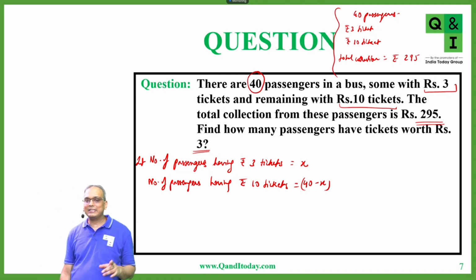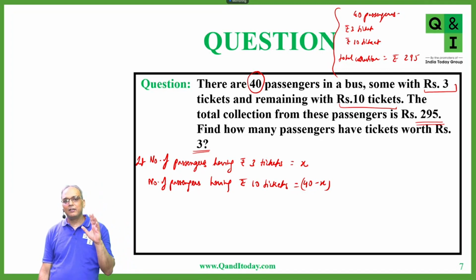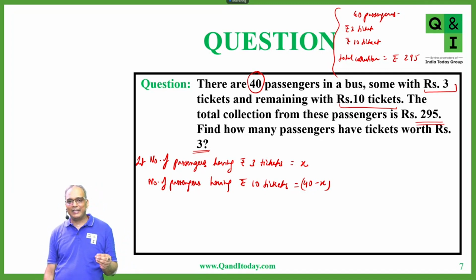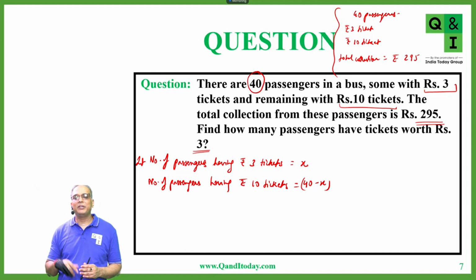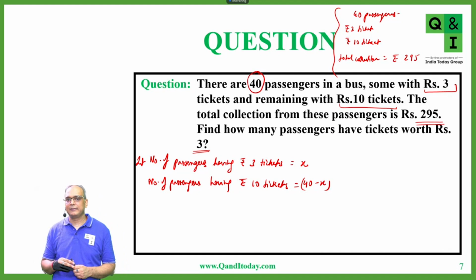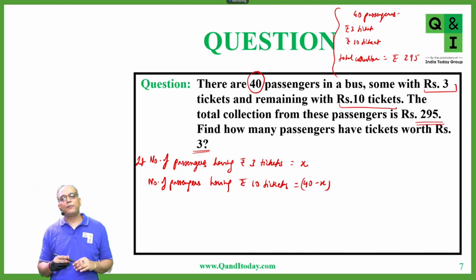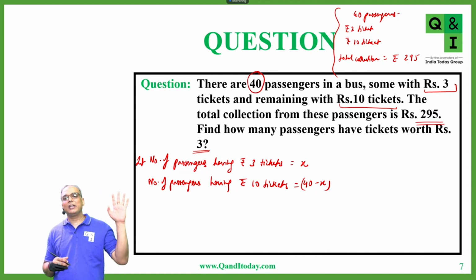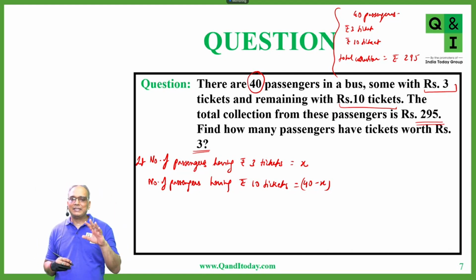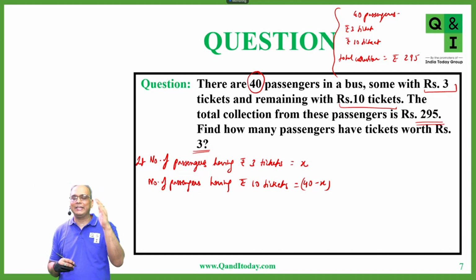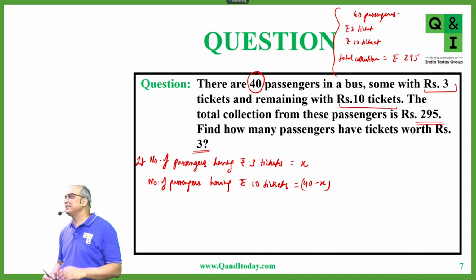Now what has been asked in the question? How many passengers have bought the rupees 3 ticket and how many have bought the rupees 10 ticket? So we have assumed that the number of passengers who bought the rupee 3 ticket is x. There were in total 40 passengers, so the number who bought the rupee 10 ticket will be 40 minus x, 40 minus those who bought the rupee 3 ticket. Till this point, is it clear?